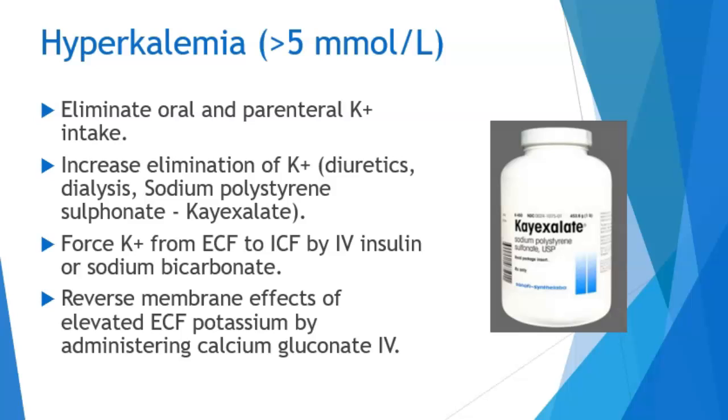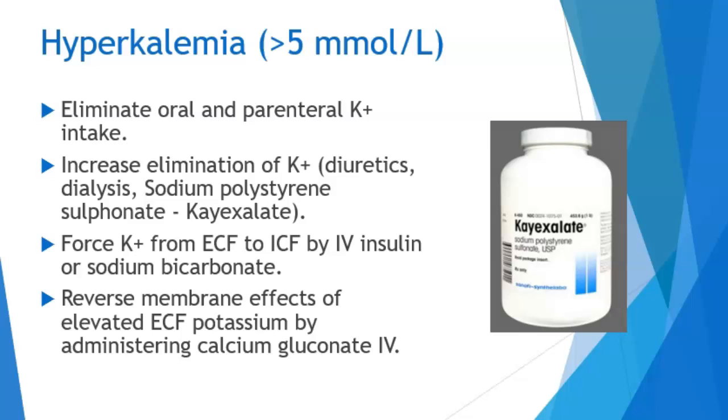Now it binds to the potassium and it leaves the body through the GI tract. So we have to make sure that the patient has active bowels in order to use Kayexalate. So we wouldn't be able to give that to someone that has a paralytic ileus. What else? We can also force potassium from the extracellular space into the cells by using IV insulin or sodium bicarbonate. So we've talked about this before.